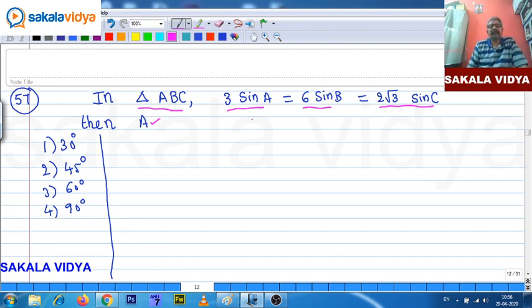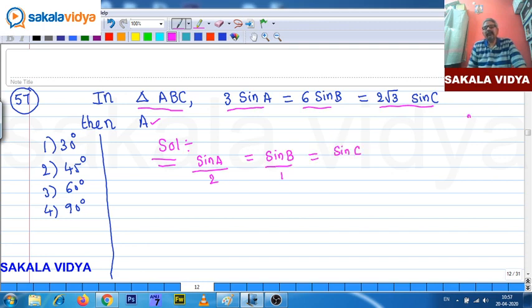First divide throughout by 6. What do we get? 3 sin A by 6 gives sin A by 2. This will be sin B by 1. And we get sin C by 2 root 3 by 6. Here 3 can be written as root 3 into root 3, so root 3 gets cancelled. This will be sin C by root 3.